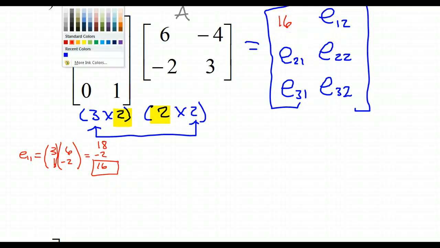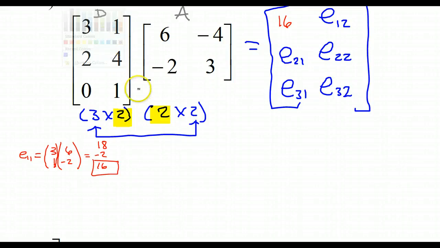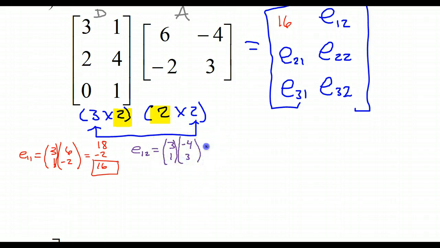Okay, let's move on. So now I'm going to do element 1,2. That's row 1, column 2. So row 1, again that's 3, 1, but column 2 is negative 4, 3. So that's negative 12 and 3, so that's negative 9. Alright, so element 1,2 is negative 9.